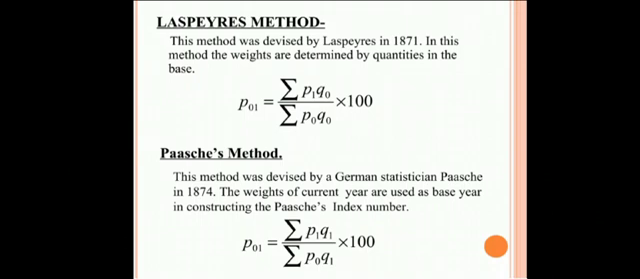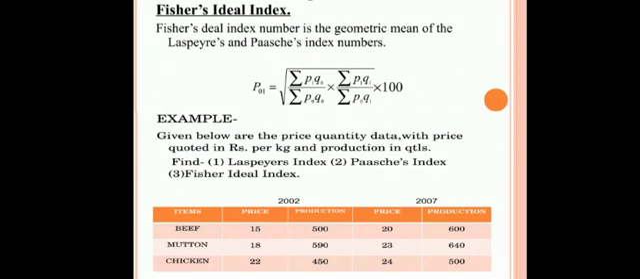Paasche's method was derived by the German statistician Paasche in 1874. The weights of the current year are used as the base year in constructing the index numbers. These are the formulas. Another one is the Fisher index number, which is the geometric mean of the Laspeyres and Paasche index numbers. These are the formulas.